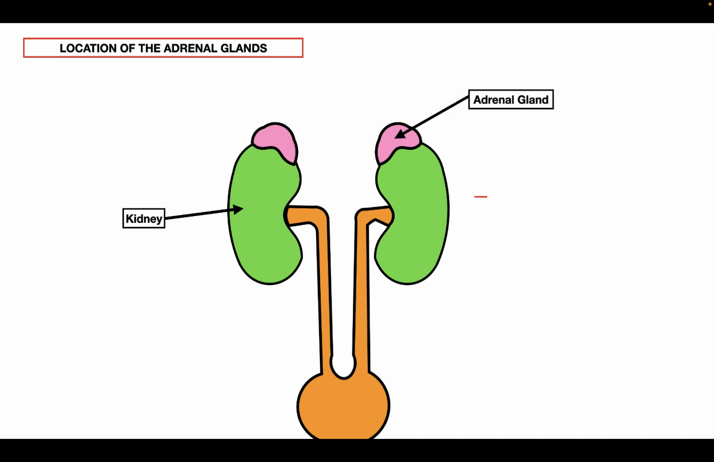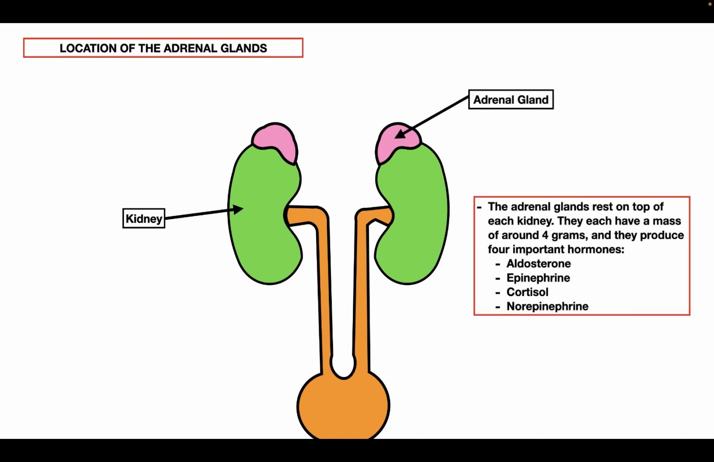Now, the adrenal glands are going to be around 4 grams, and they're going to be responsible for producing 4 hormones. The first is aldosterone, the second is epinephrine, the third is cortisol, and then the fourth is going to be norepinephrine. Now, in this video, we're not going to be focusing on the effects of these hormones. All I want you to know is that the adrenal glands can produce these 4 hormones.